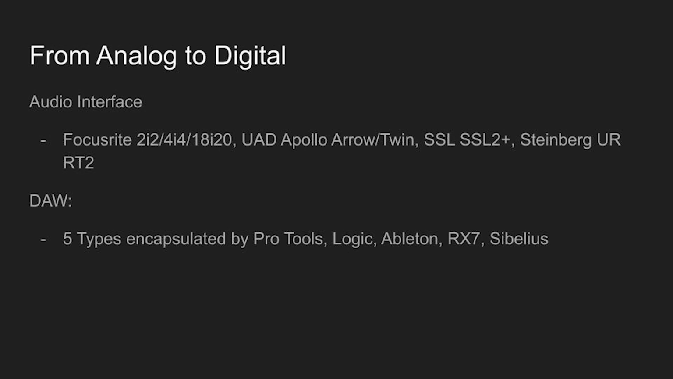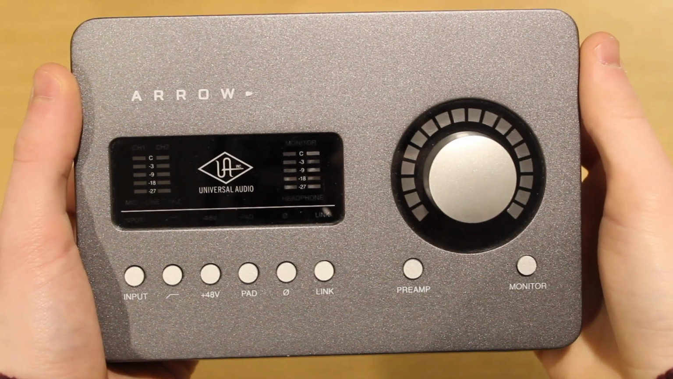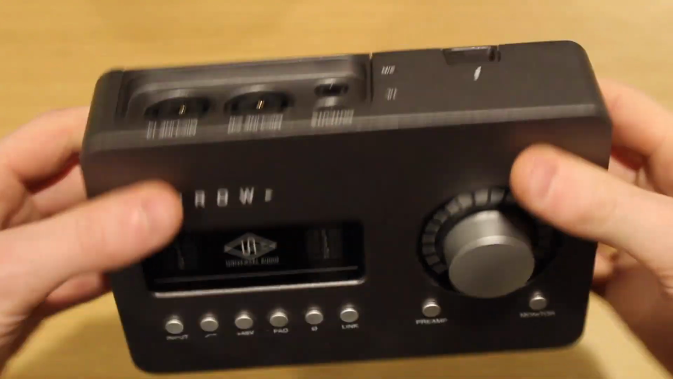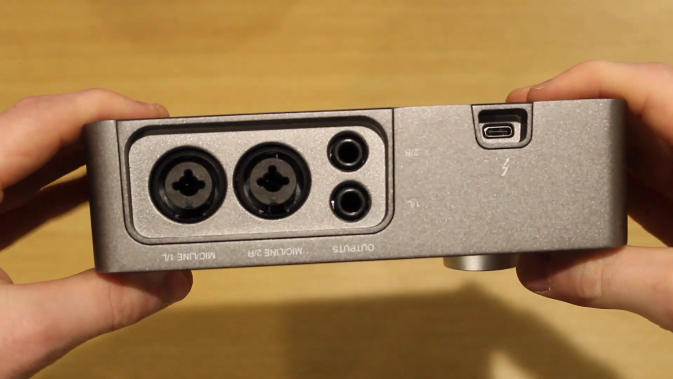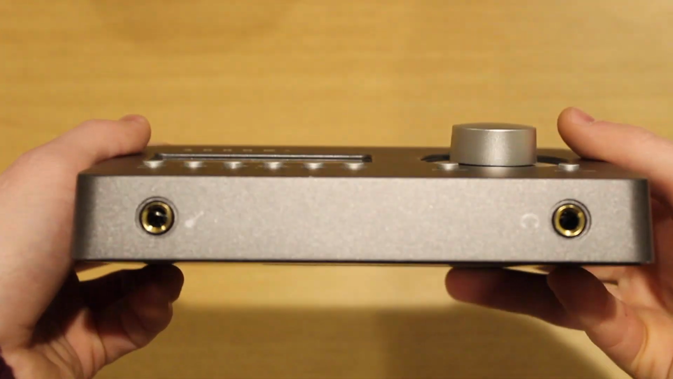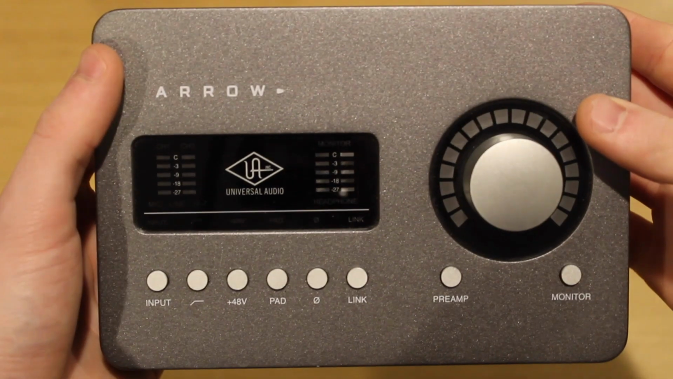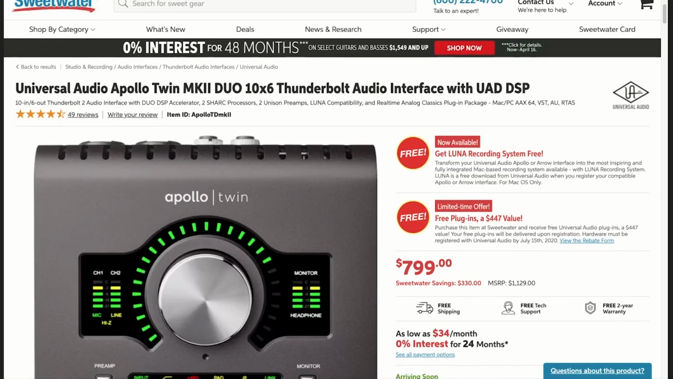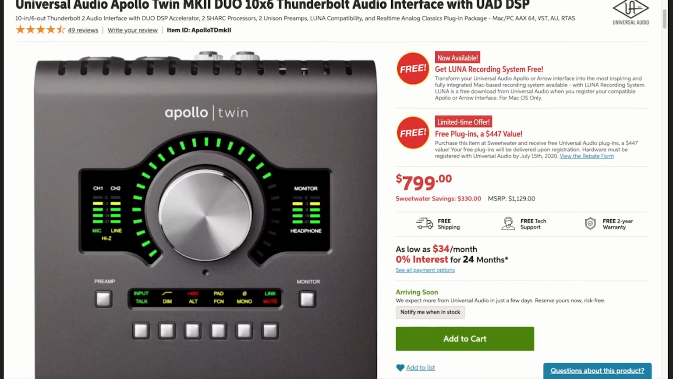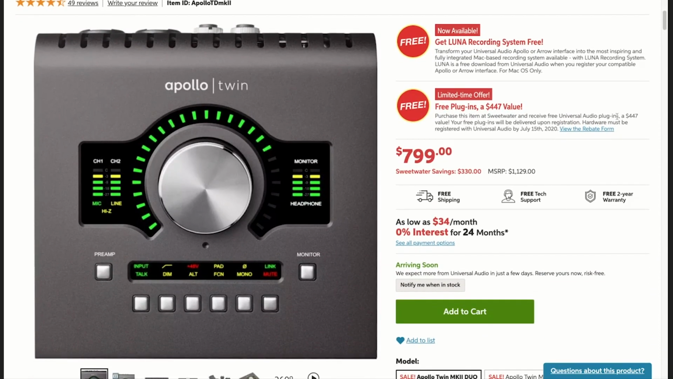The UAD Aero and Twin units from the Apollo series are both priced at a premium level, but that's because you're getting premium quality. And the primary difference here is that the interface also acts as an external computer processing chip and comes with a package of what are normally really quite expensive plugins. But if plugins aren't your thing, it's definitely not the choice for you.